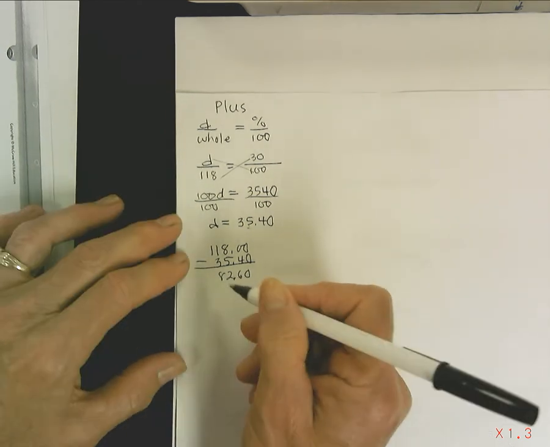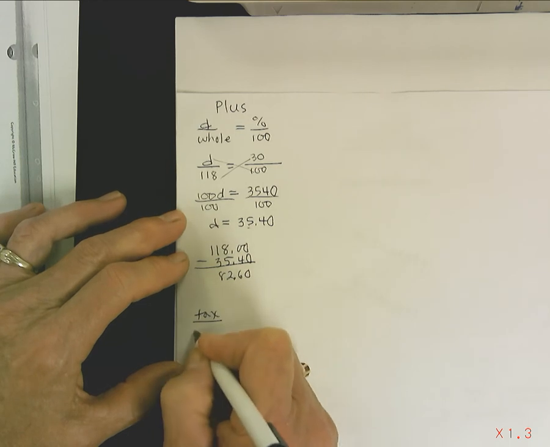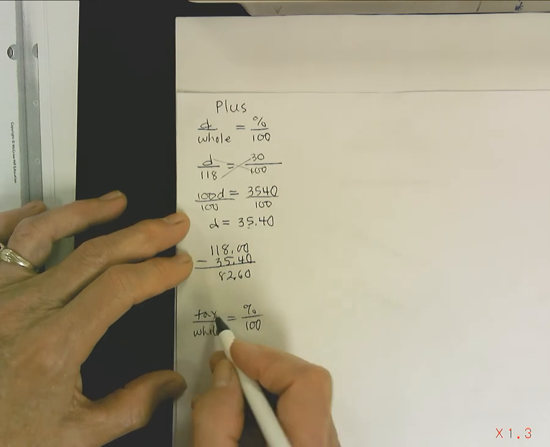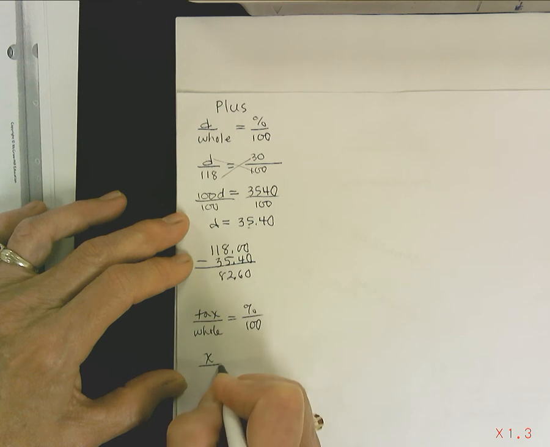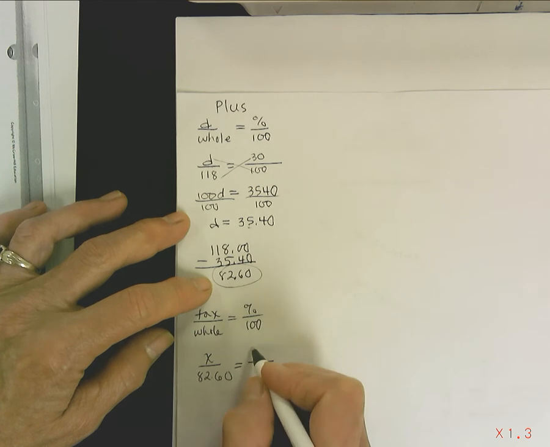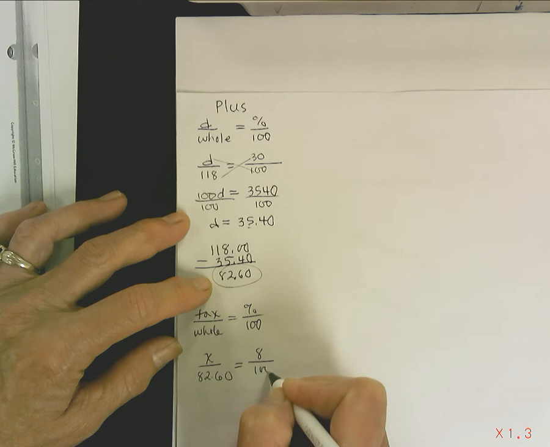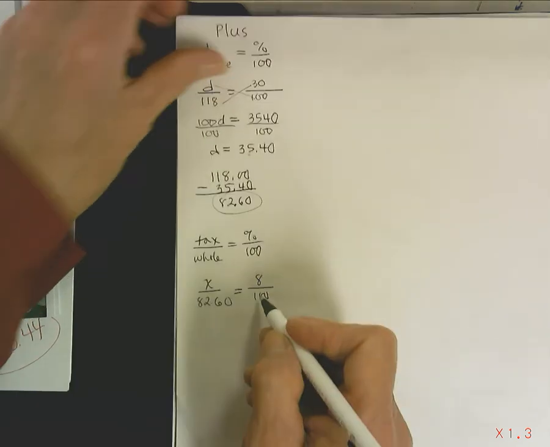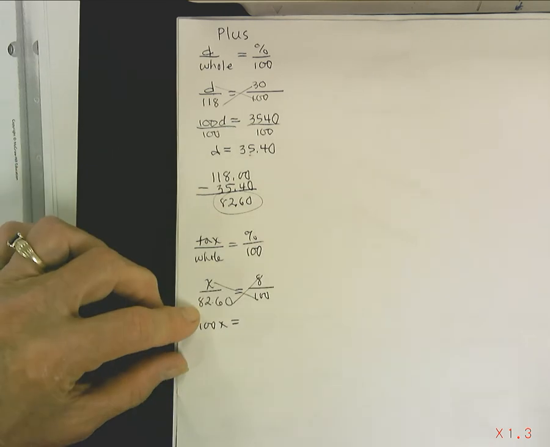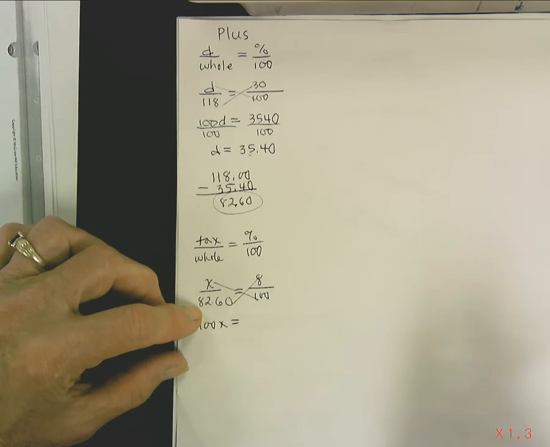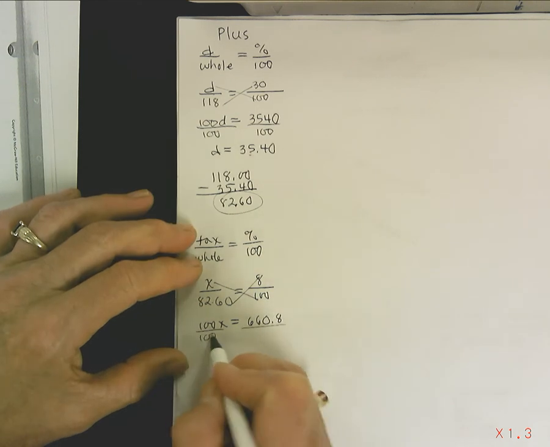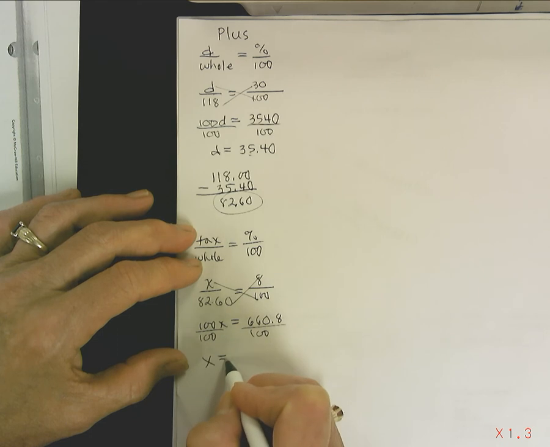But we've got to pay tax on top of that. So now I've got to do a whole new proportion. Tax out of whole equals percent out of 100. The tax is what we're trying to calculate, so I'm going to put the variable X. Here's my new whole price right there, $82.60. As I read the problem, I see the tax percentage is 8%, and it goes over 100. Let's cross multiply. 100 times X, and then on this other side, $82.60 times 8 gives me 660.8. My last step is to divide by 100.